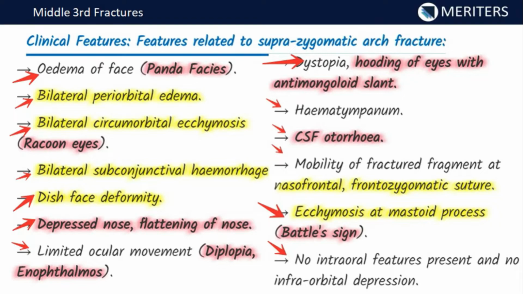So this is our overview of the special clinical features that can be asked in exams. They generally ask the specific features like raccoon's eye or enophthalmos or panda facies, and Battle sign. So all these signs and symptoms they ask in exam, and we have to be clear with these.